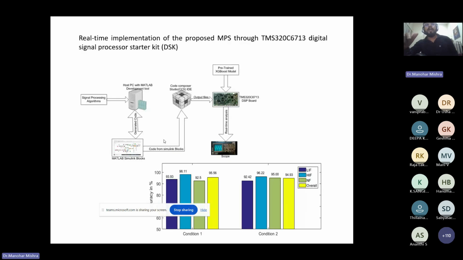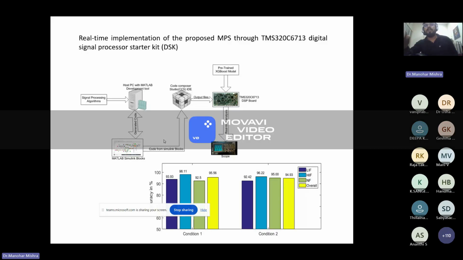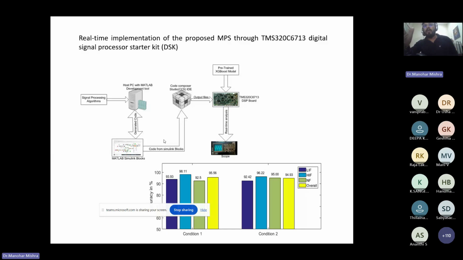And again, in the real time systems, we have used a digital signal processing kit. The algorithm that we have designed, we put in the kit, and we test our systems in a software-in-loop like structure, and we also verified our result, where the accuracy is approximately the same as we got earlier.